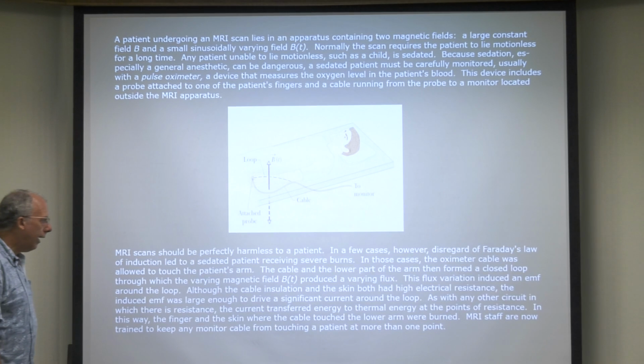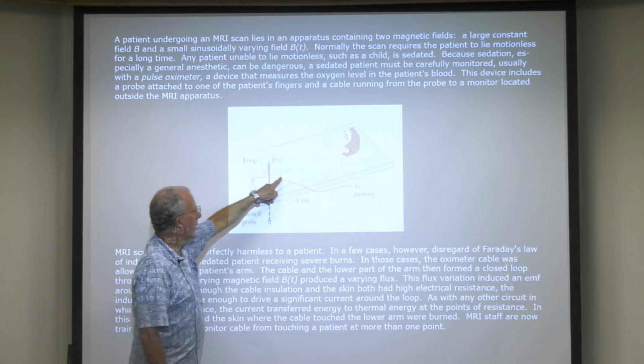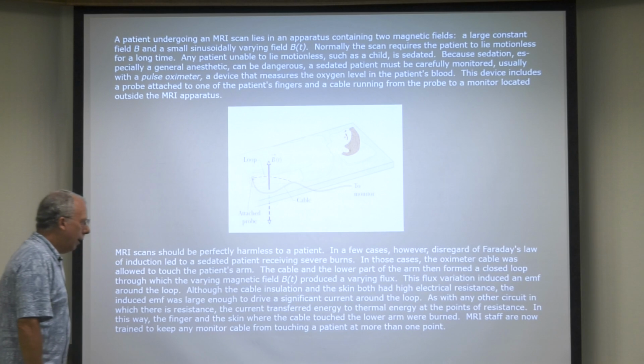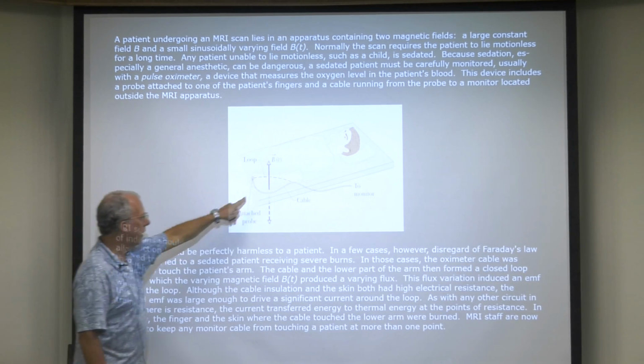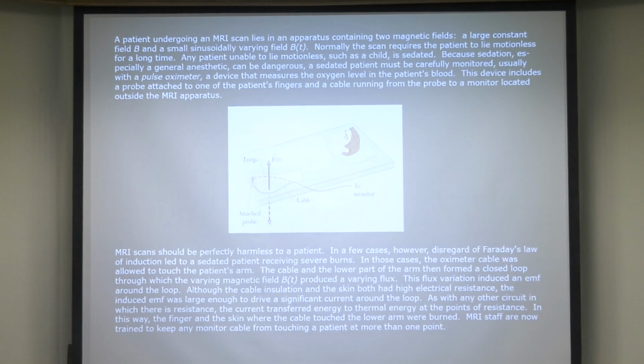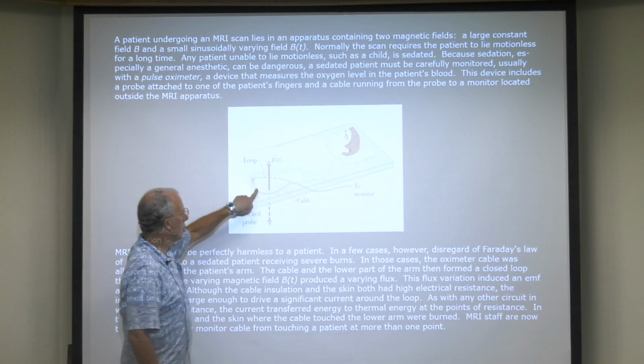The cable and the lower part of the arm thus formed a closed loop through which the varying magnetic field produced a varying flux. This flux variation induced an EMF around the loop, right? Faraday's law. Although the cable insulation and the skin both had high electrical resistance, the induced EMF was large enough to drive a significant current around this loop.